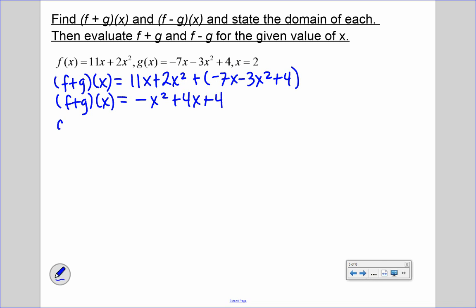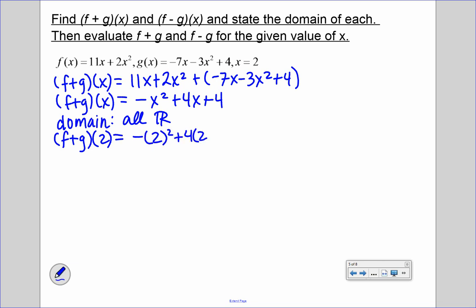Now for the domain for this, we don't have any restrictions at all, so this one's going to be all real numbers. And then we're going to find f plus g of 2. So we're going to plug in 2 for everything. And we're going to get 8. Okay, let's do f minus g of x.